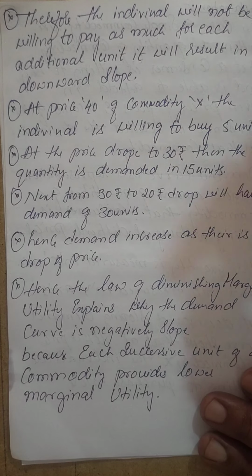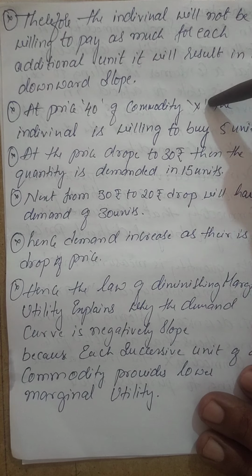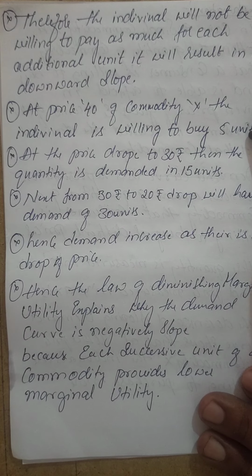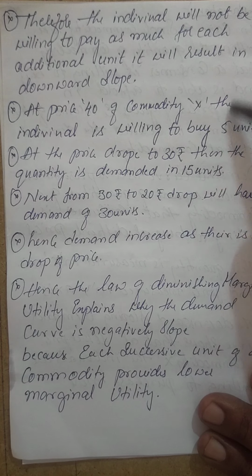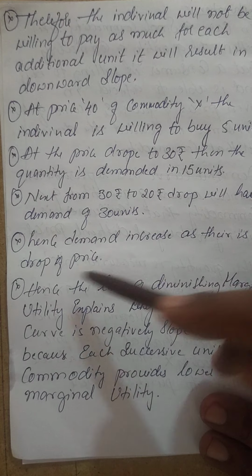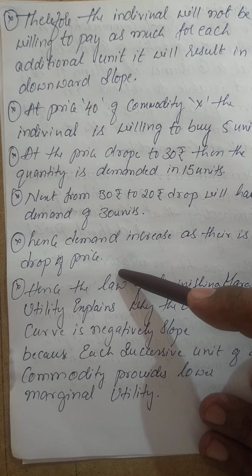And at price 40, the consumer X, as I showed you, is consuming how many units? 5 units. When the price is 30, he is consuming how many units? 15. So it goes on. Hence demand increases as the price drops, isn't it?